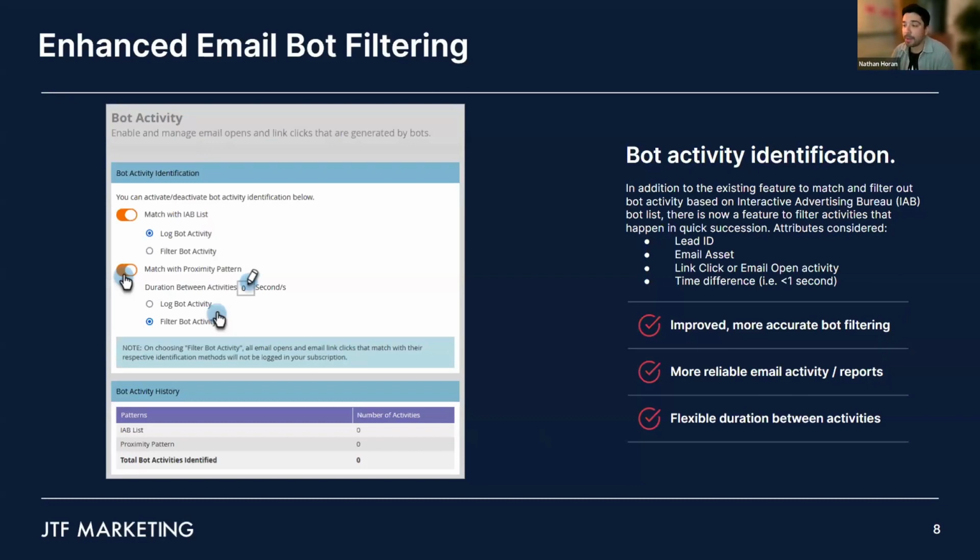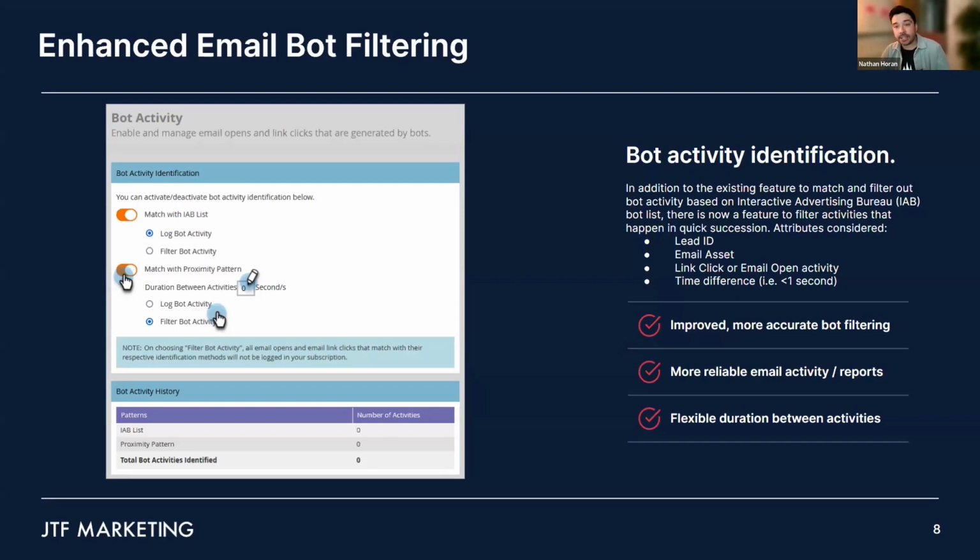If you've ever looked at a lead activity log, one of the typical telltale signs of bot activity is when you see lots of clicks happening all in the same minute or second, or even bot clicks happening before the email's even been opened, before the open's been registered in the activity log.